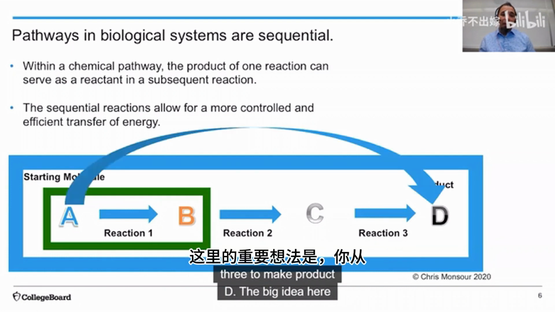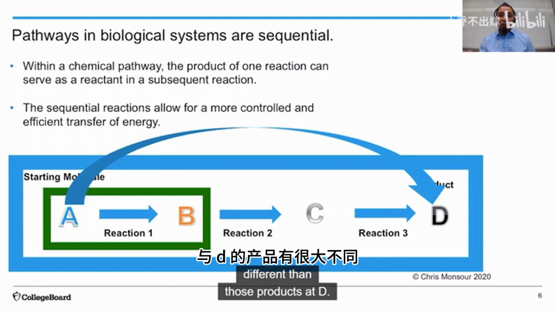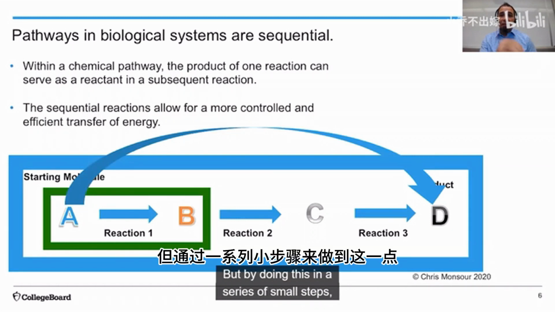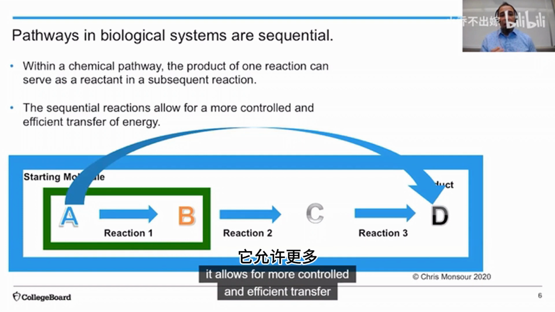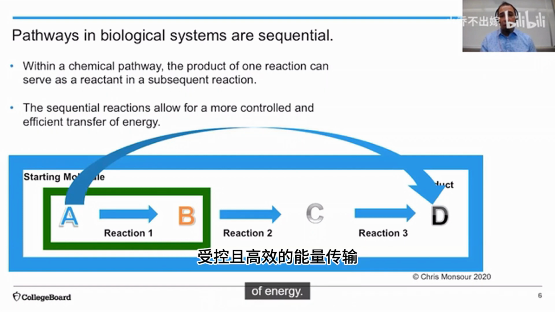The big idea here is that what you start out with, A, those reactants are going to be much different than those products at D. But by doing this in a series of small steps, it allows for more controlled and efficient transfer of energy.